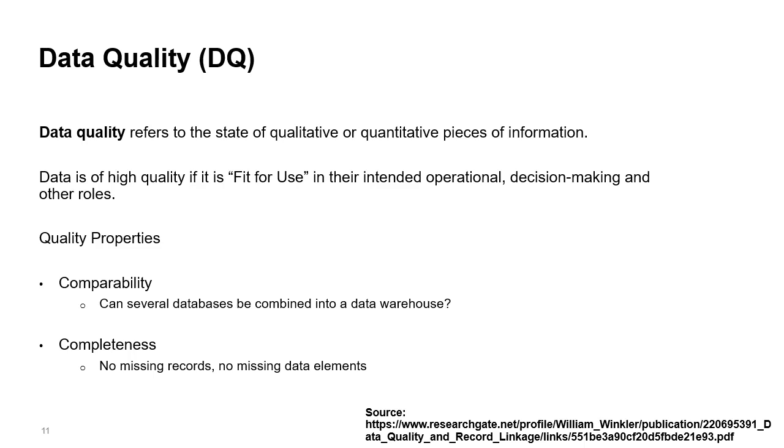Is it appropriate to combine several databases into a data warehouse to facilitate the data's use in 1. Exploratory analysis, 2. Modeling, or 3. Statistical estimation? Completeness. No missing record, no missing data element. In the survey sampling literature, entire missing records are known as unit non-response, and missing items are referred to as item non-response. Both unit non-response and item non-response can indicate lack of quality.